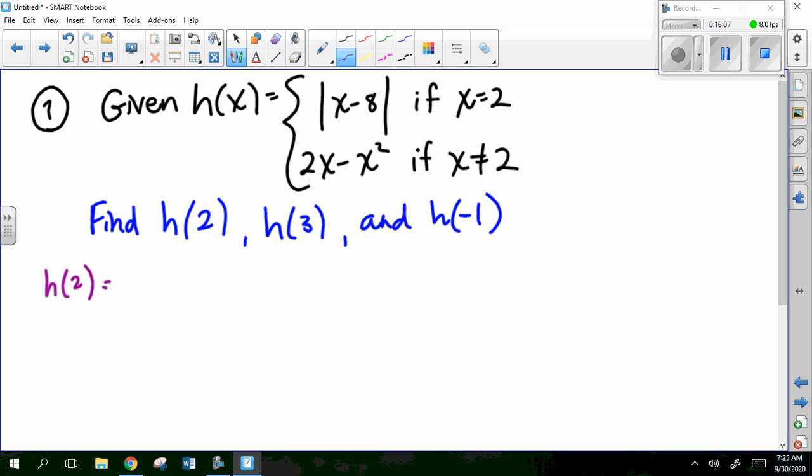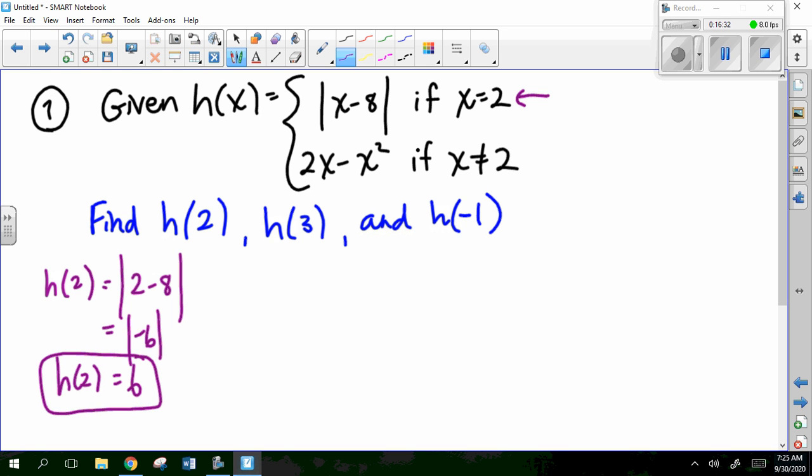All right, so h of 2. Well, the top line is the only line that I can plug 2 into. It's the only line that has an equals 2, and so I'm literally going to plug 2 into the top piece of the piecewise. All right, then remember absolute value is a grouping symbol, so you do inside first, and then you actually take the absolute value of it, and we get 6.